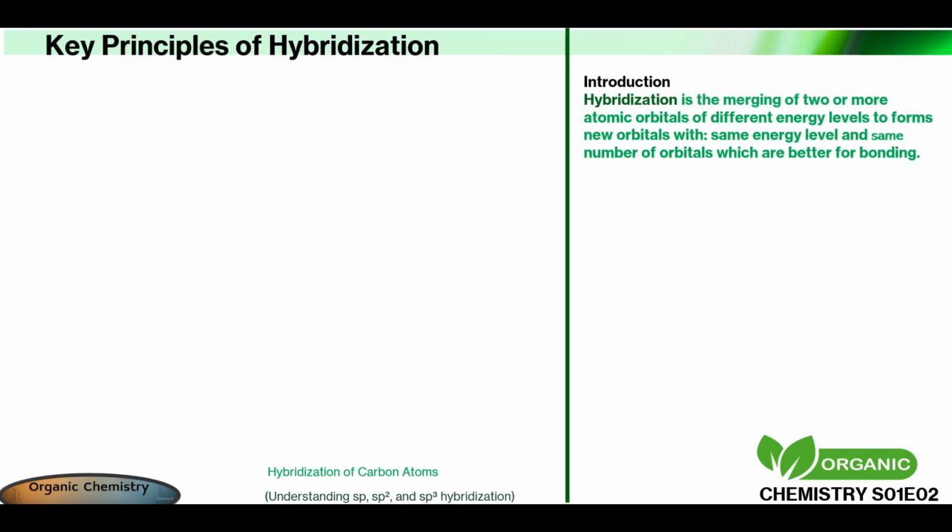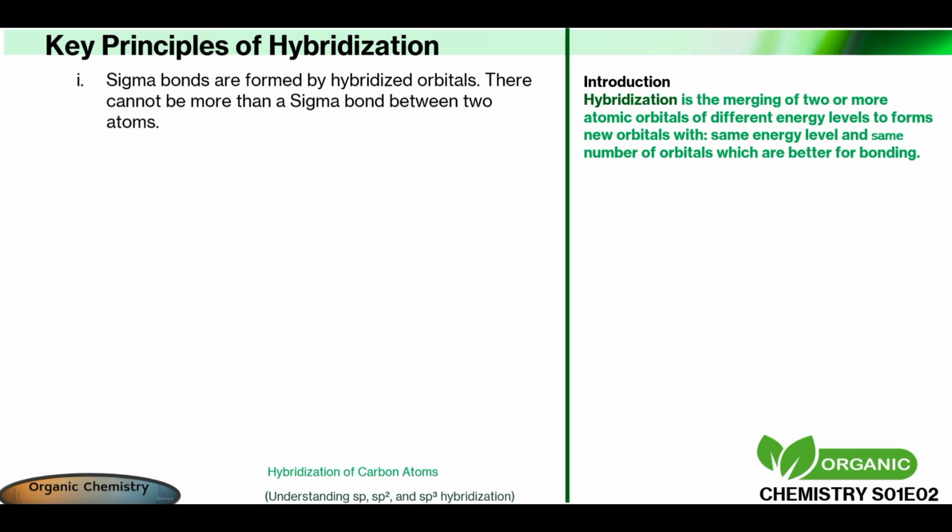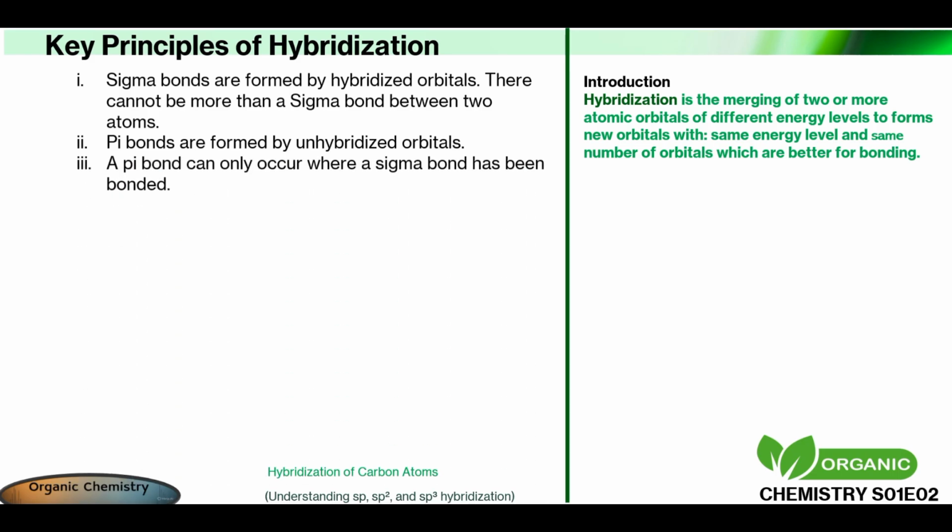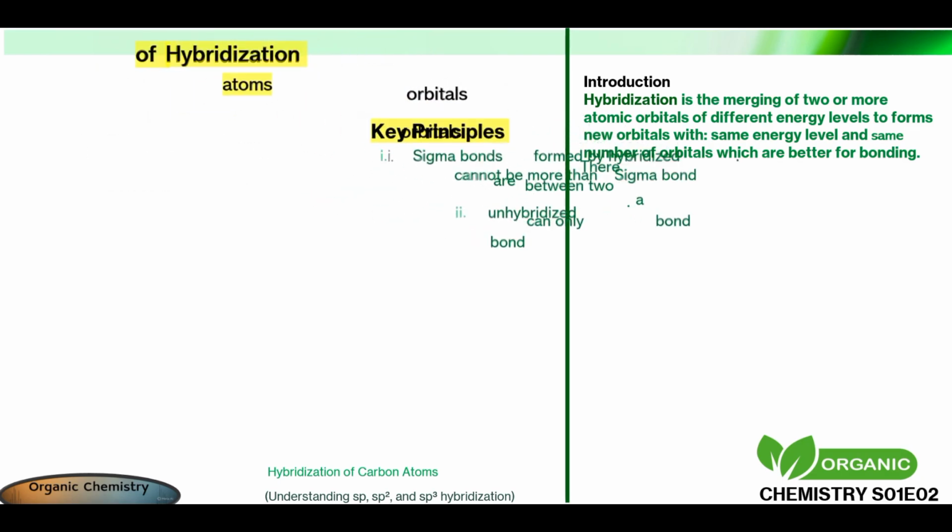First note: sigma bonds are formed by hybridized orbitals, and there cannot be more than a sigma bond between two atoms. Second note: pi bonds are formed by unhybridized orbitals, and between two atoms, we may have 0 pi bond, 1 pi bond or more. Third note: a pi bond can only occur where a sigma bond has been bonded. But it is possible that we may not even have these unhybridized orbitals in carbon atoms. There are three major types of hybridization in carbon atoms.